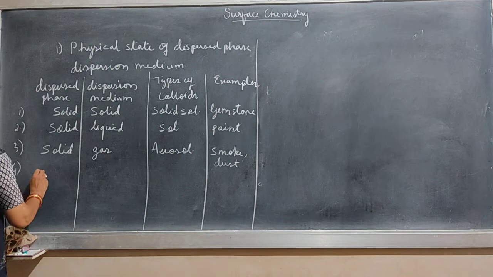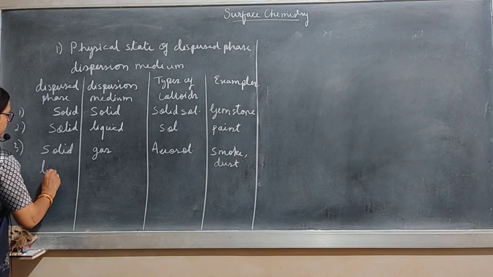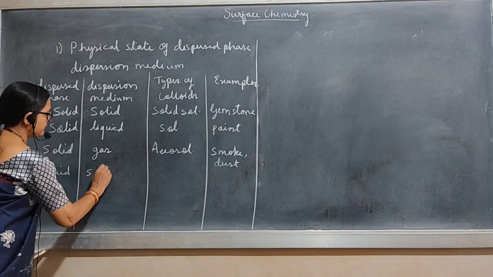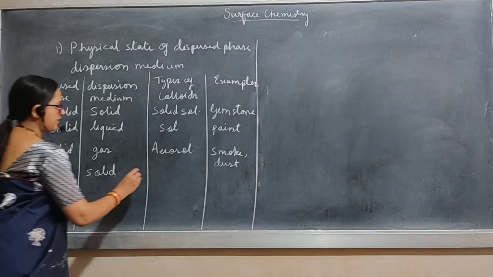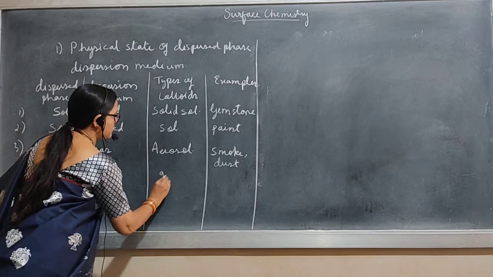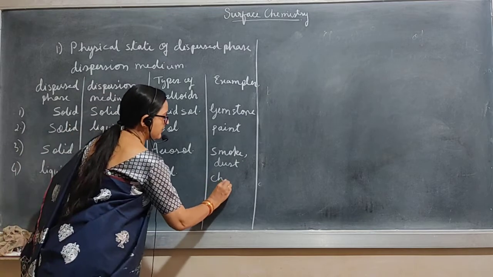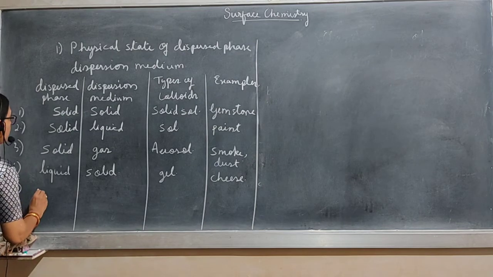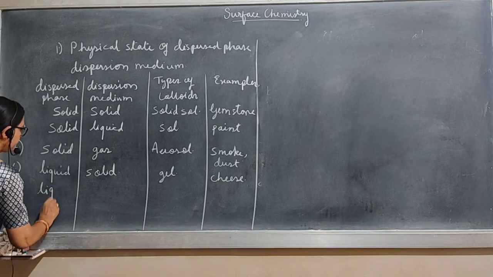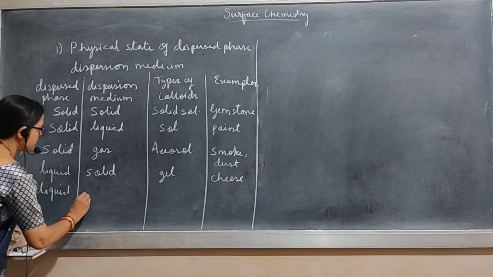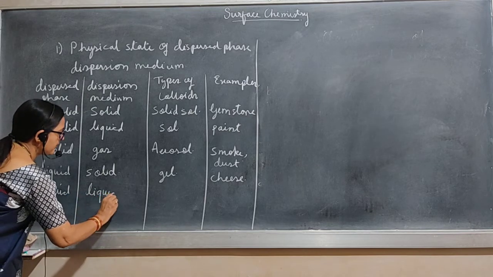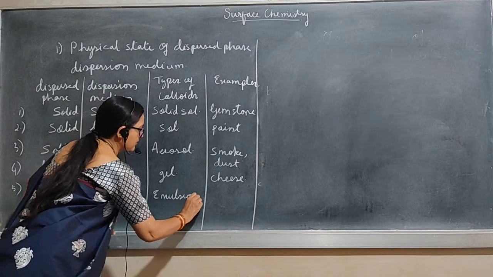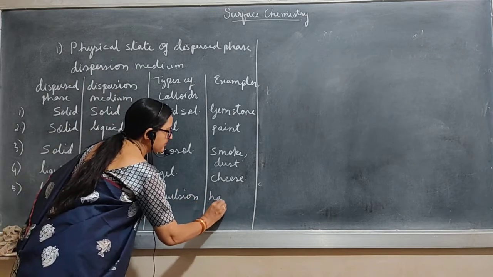Next, if we take dispersed phase as a liquid and dispersion medium as a solid, such kind of colloidal solutions are called gel. For example, cheese, butter. If the dispersed phase is liquid and dispersion medium is also liquid, then it is called emulsion. You can find this in hair cream.